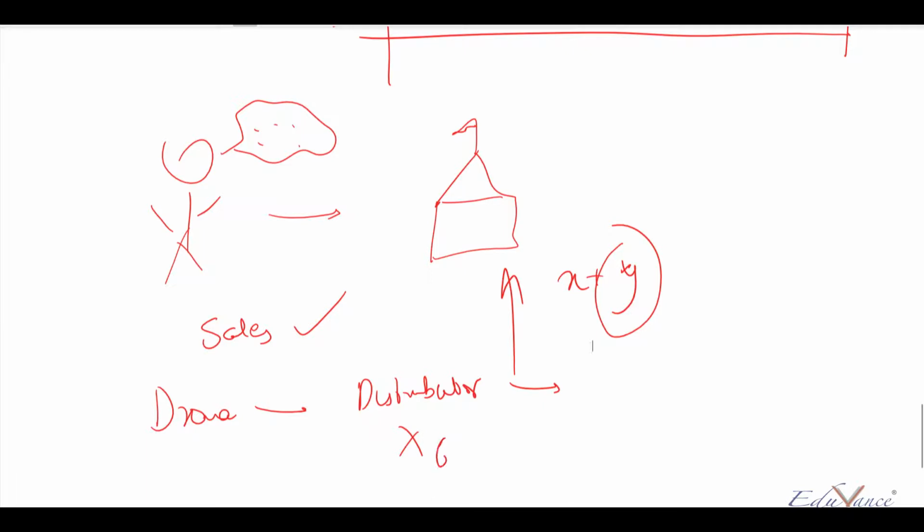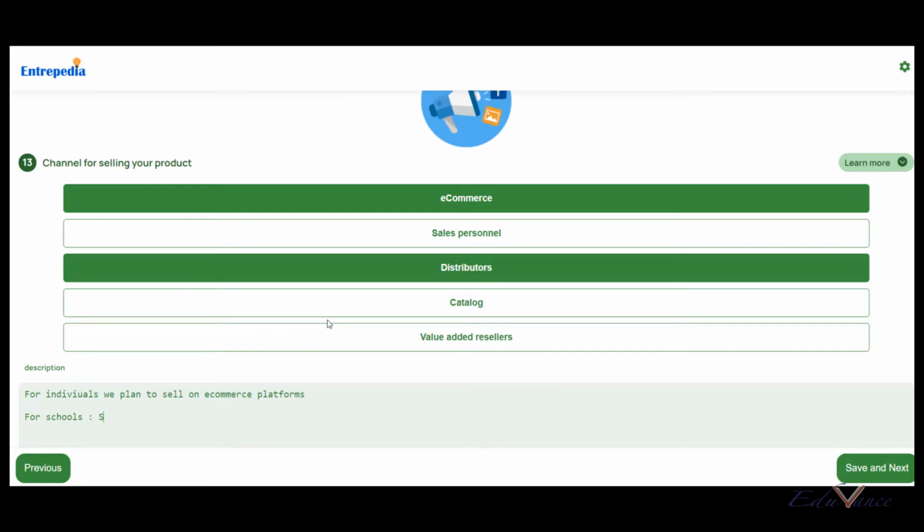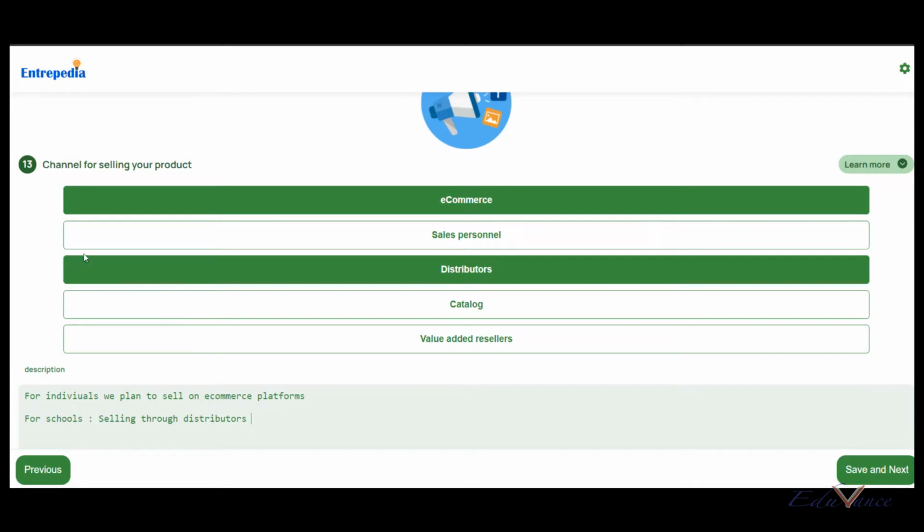You can sell your drone to the distributor at 6,000 rupees, and the distributor will sell the drone to the school at 7,000 rupees. So basically, the difference Y, which is 1,000 rupees here, which is 7,000 minus 6,000, goes into the pocket of the distributor. So another way of selling your product is through distributors. That is also not a bad option. So for schools here, we say we are selling through distributors. That's your option here. Now this is the channel for selling your product.